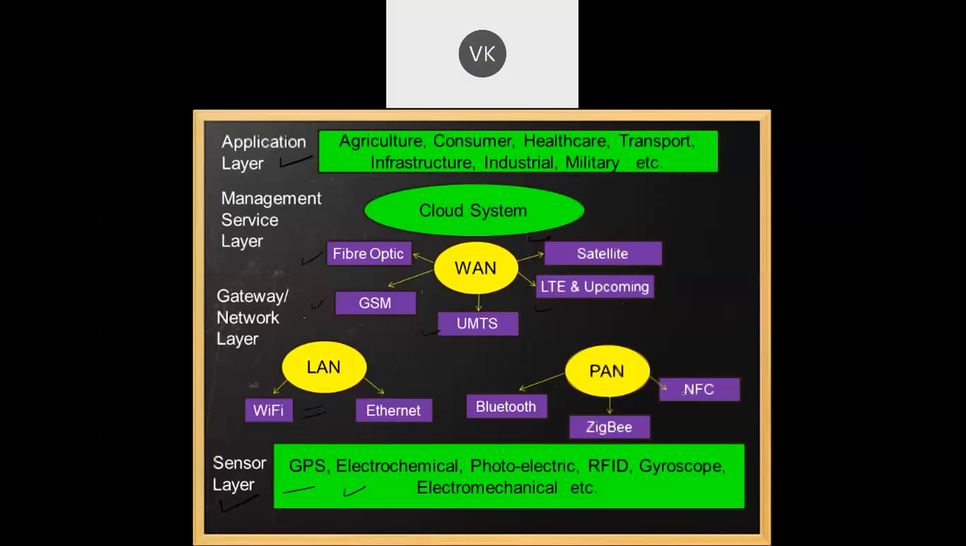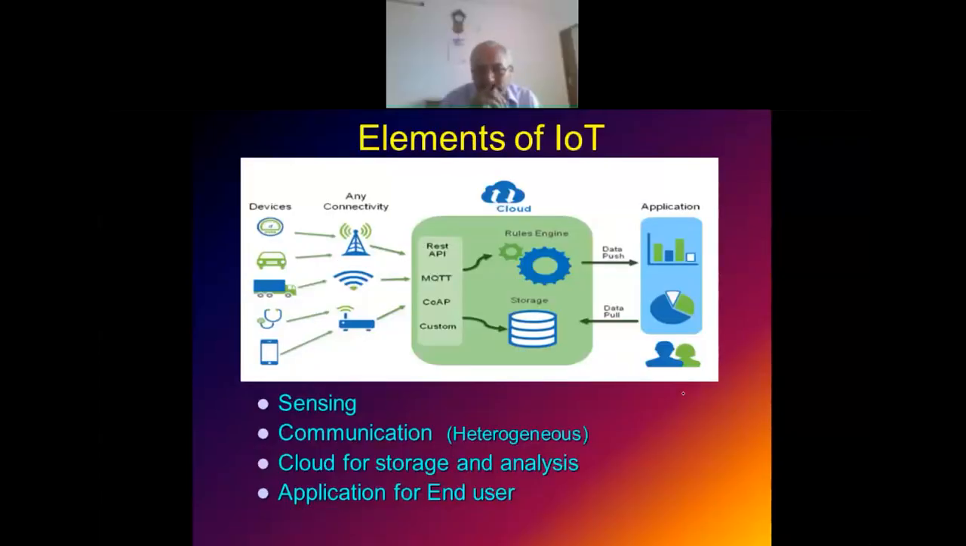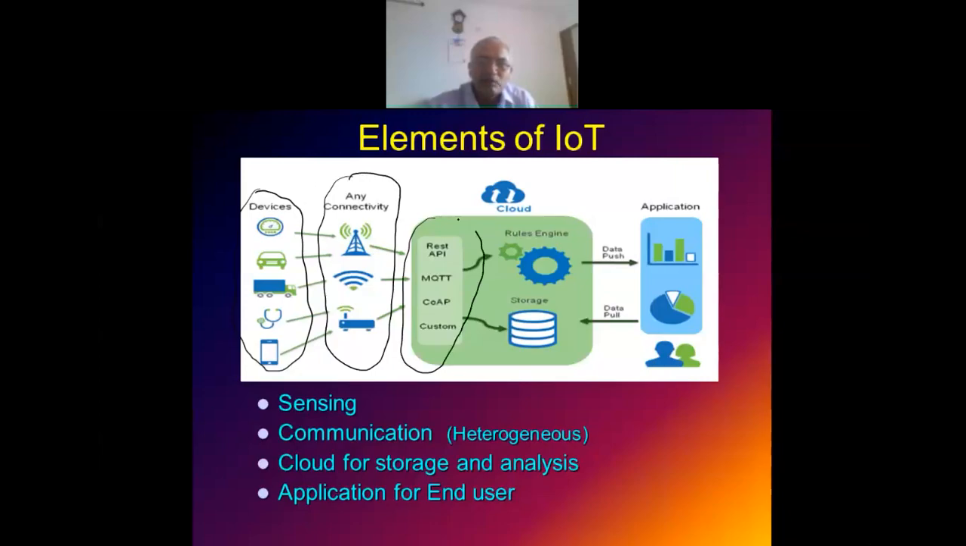Okay. So this is basically a repetition of the earlier diagram. It's basically the elements of IoT, where we have devices, different objects and devices, and we have connectivity. Heterogeneous connection is there, any connectivity in between. Then some protocols are there, CoAP and MQTT and all these protocols.